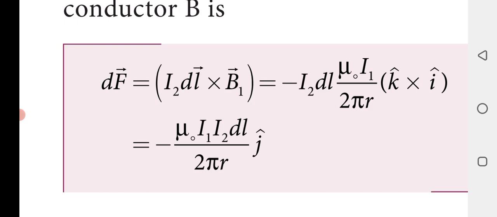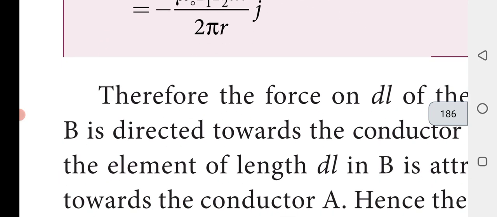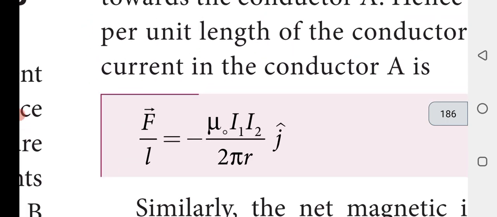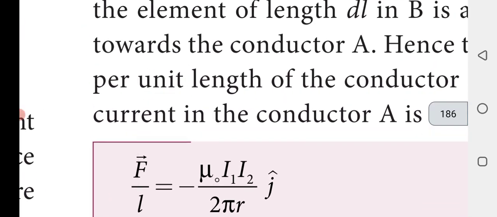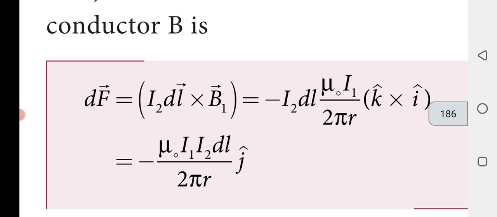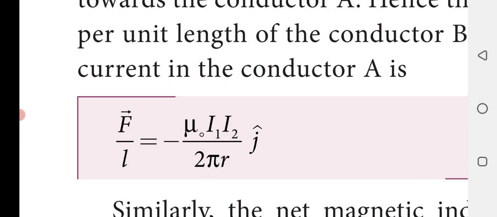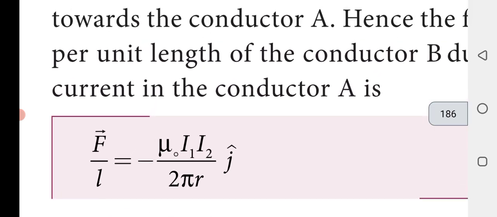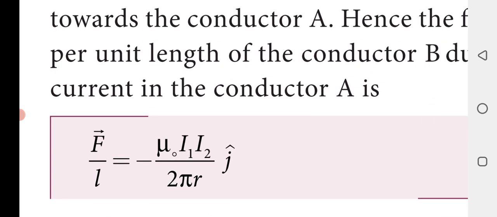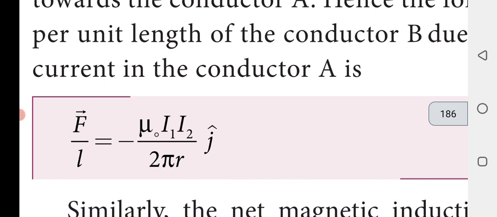So this is the force value, and you will get the final value of the full force. dF is equal to, differentiating the values, F is equal to minus mu naught I1 I2 L divided by 2 pi r j vector. Rearranging the above equation, F divided by L is equal to minus mu naught I1 I2 by 2 pi r j vector.